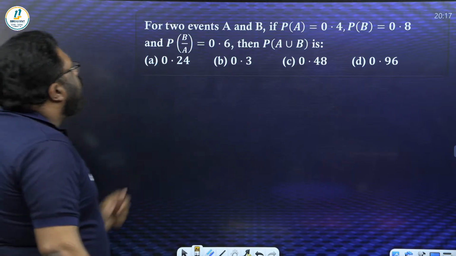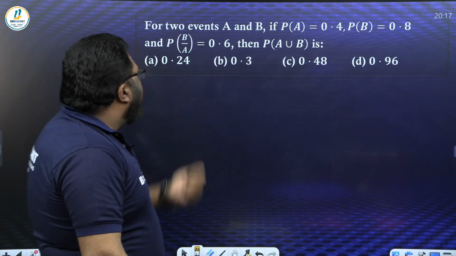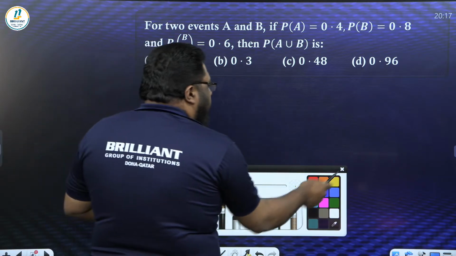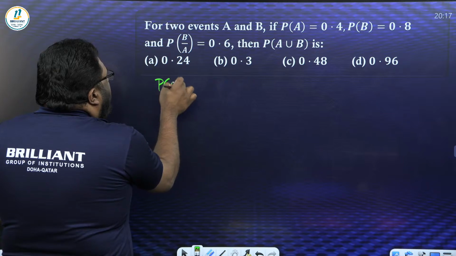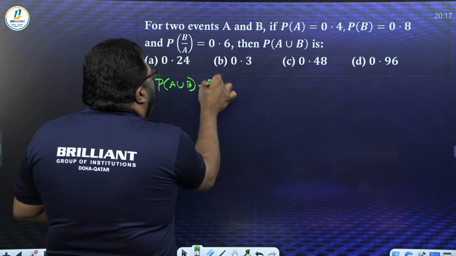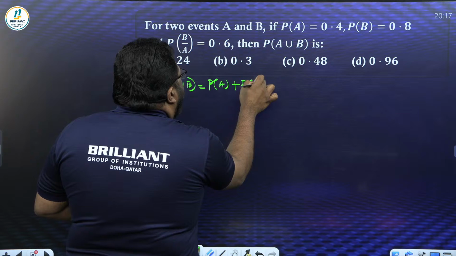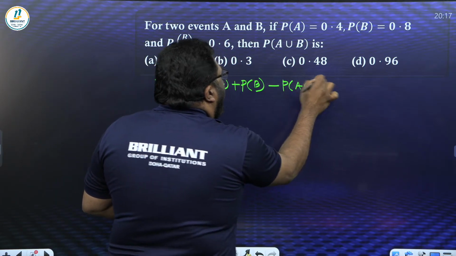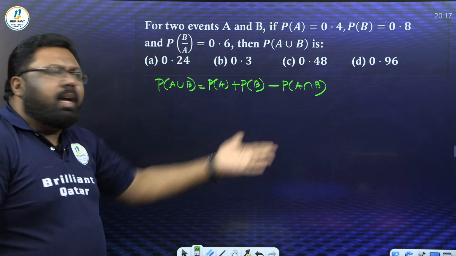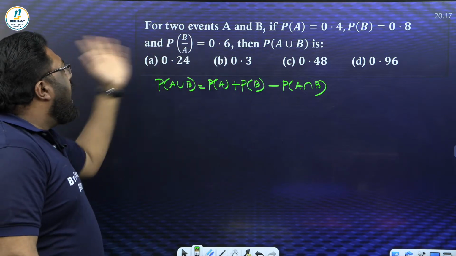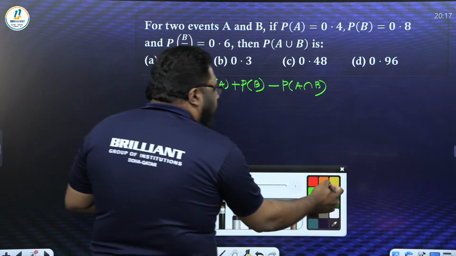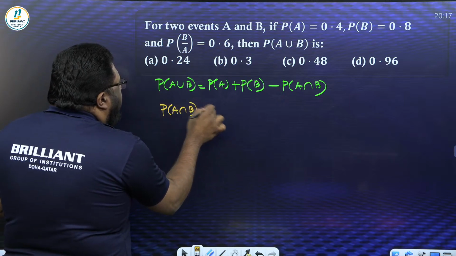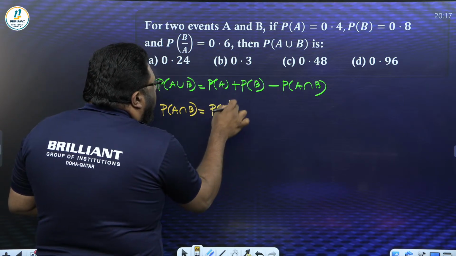Question next. For two events A and B, P of A is given, P of B is given, P of B by A is given. I want P of A union B. What is the formula for P of A union B? Let's see what all I need for P of A union B. According to the addition theorem of 11th standard, P of A plus P of B minus, again, see, it's revolving around A intersection B again. I don't have A intersection B here. I have B, I have A, but also P of B by A. Yes, what is the formula that connects A intersection B with B by A?